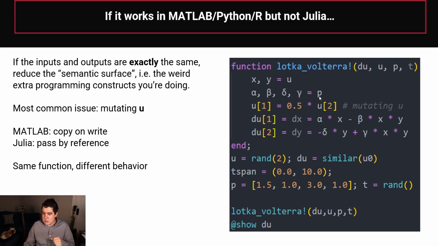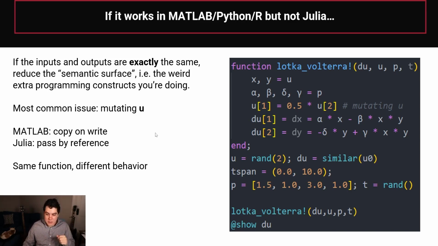So the moment you do this mutation inside of a function call, it'll create a copy of U. And so this is on a copy of U, and it doesn't actually affect the U inside of the integrator. Whereas in Julia, it actually does a pass by reference, and this will then change the value, right? And so if you decrease your semantic surface and kind of get rid of anything that can go wrong, you'll find out like, oh, this line of code is the line of code that goes wrong.